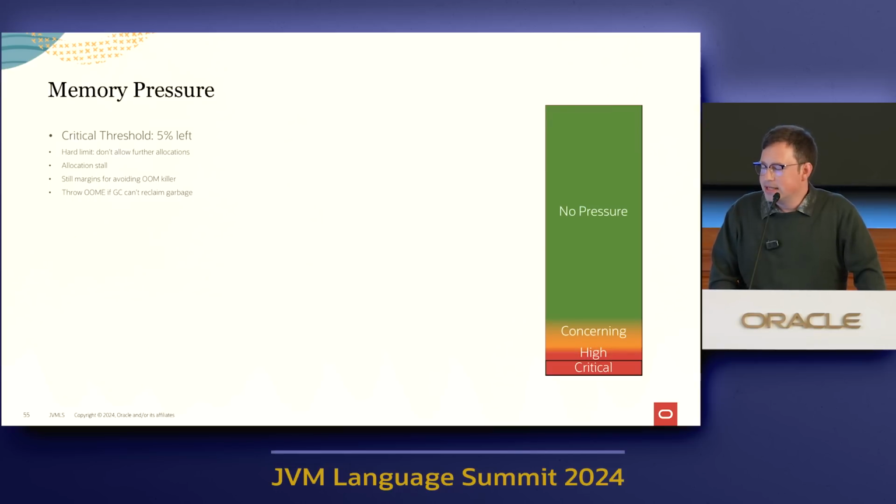The last level is critical. So when there's 5% left on the machine, this is the point where we'll start having hard limits that you're not allowed to use anymore. You get allocation stalls, and if you can't resolve the situation, you get an out-of-memory error. But it still has enough memory that we can handle throwing the exception.